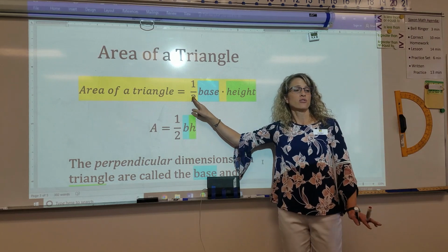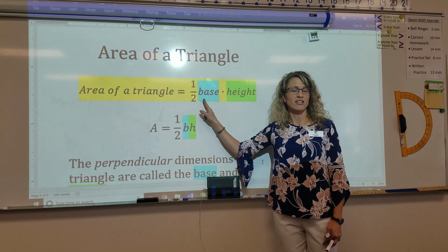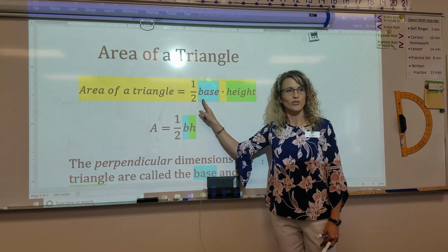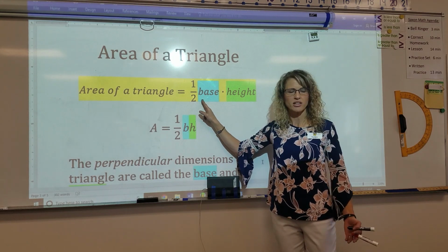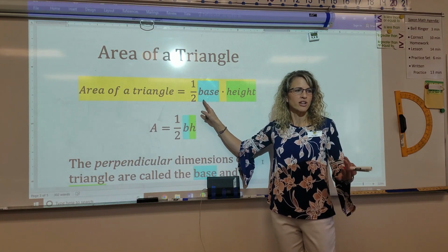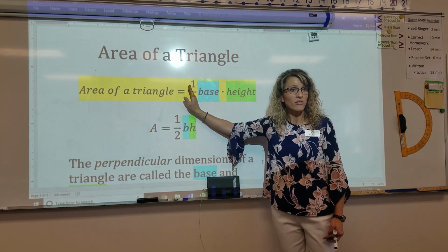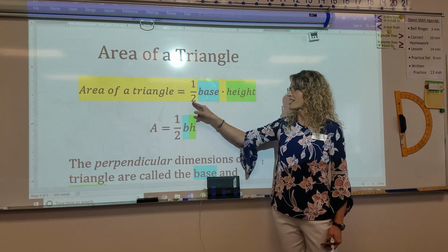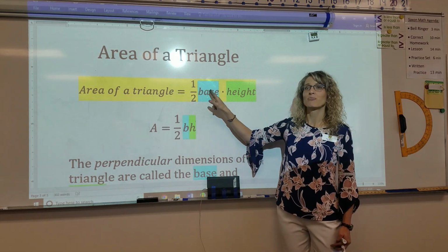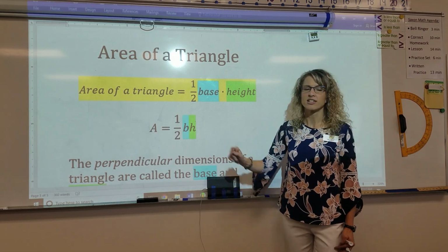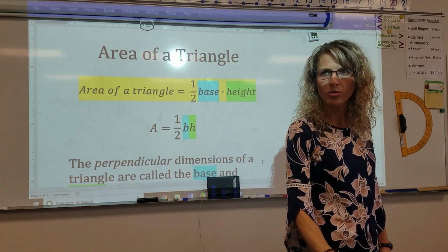Now in other classes you might say base times height divided by 2. I don't. The students always forget to divide by 2. That's the mistake they always make. So I put it in front. It's 1/2, and then you don't forget it. Take 1/2 of the base times height. What is it, class? Get ready? 1/2 base times height. Write that in your notes if you haven't already. Look up when you're done.